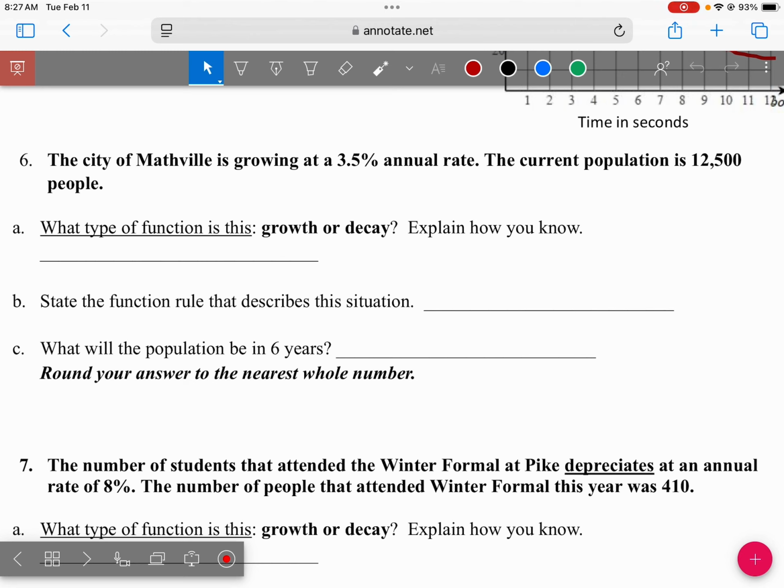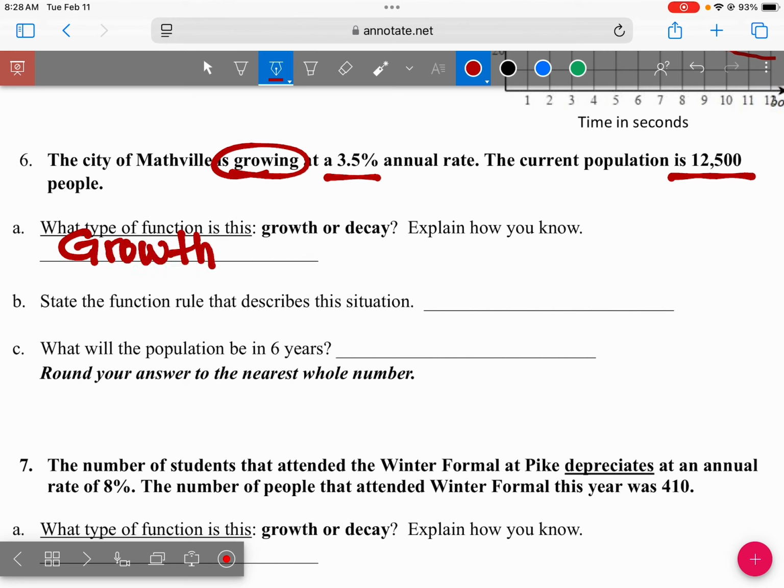It says on number 6, the city of Mathville is growing, so this is important, at a rate of 3.5%. The current population is 12,500. So do you think this is going to be exponential growth or decay? Growth. It actually even says it in the question, right? It says growth, right, Daniela? It says growth. So it's growth.